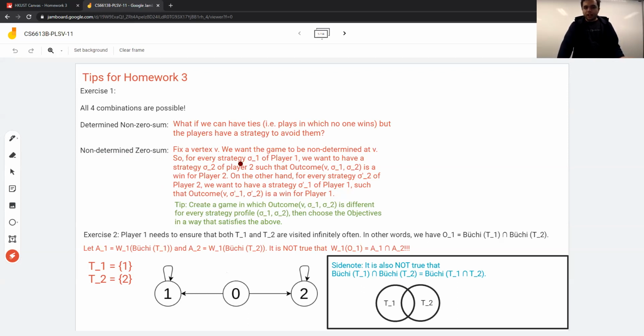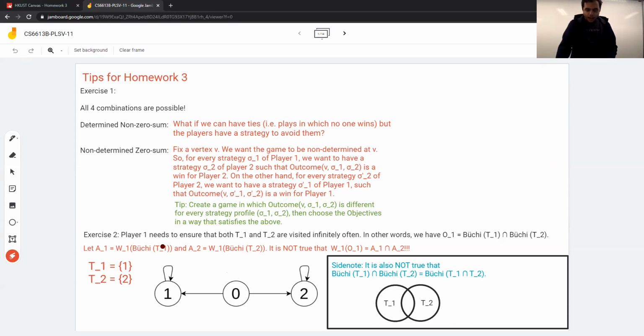It means that for every strategy sigma 1 of player 1, there is a strategy sigma 2 of player 2 such that the outcome is a win for player 2, right? So no matter what player 1 does, player 2 has a way of spoiling it. And you should also have it on the other hand. So no matter what player 2 does, for every strategy sigma prime 2 of player 2, there is a strategy sigma prime 1 of player 1 that spoils it, and then the outcome is a win for player 1, right?